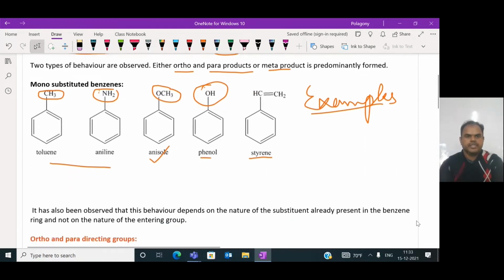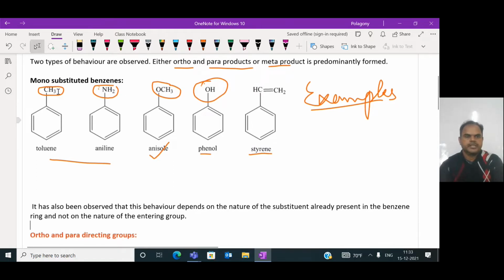The topic is about how the substituent will influence or affect an incoming substituent, or how the substituent directs the other substituent to attack at the ortho position, para position, or meta position. Simply, how these functional groups direct other substituents to attack respective positions of the benzene.